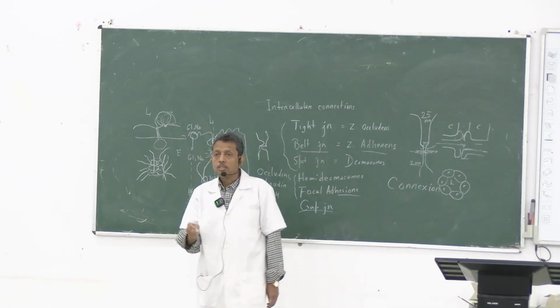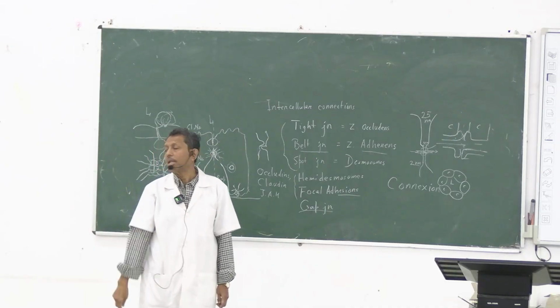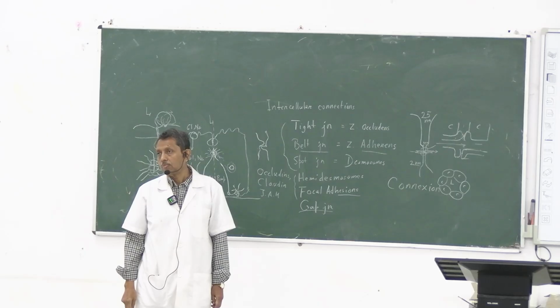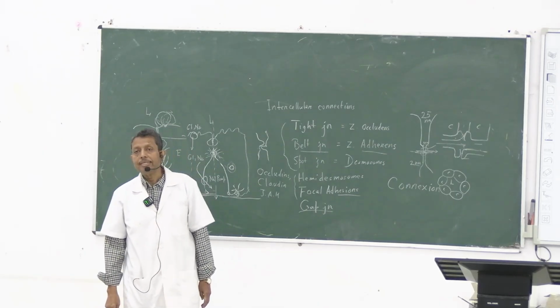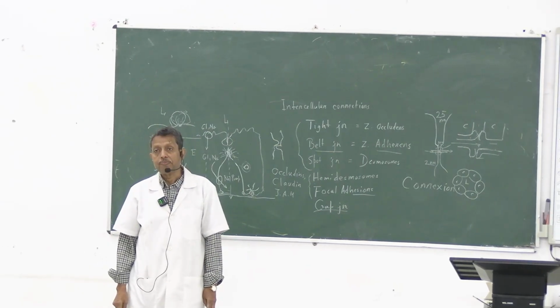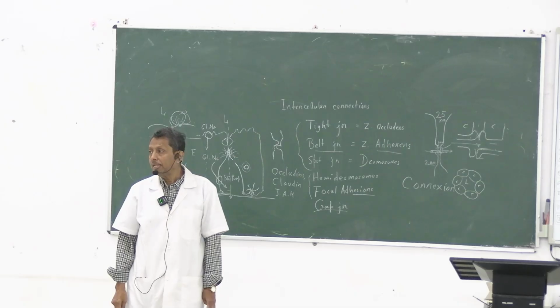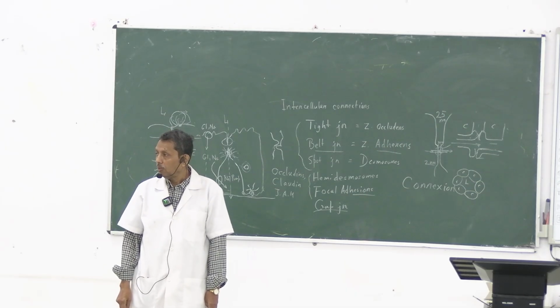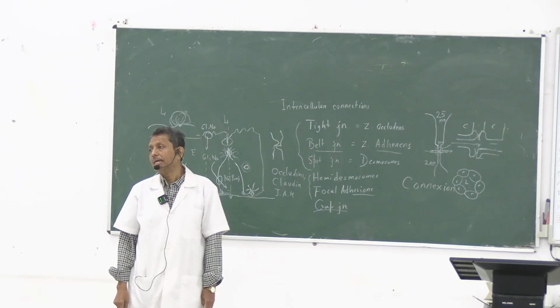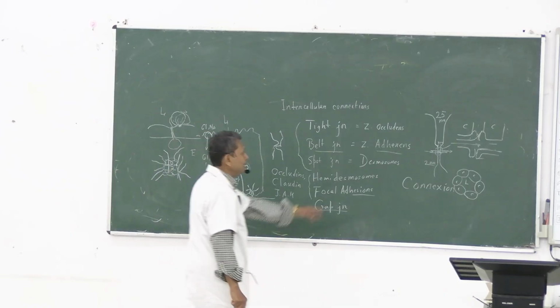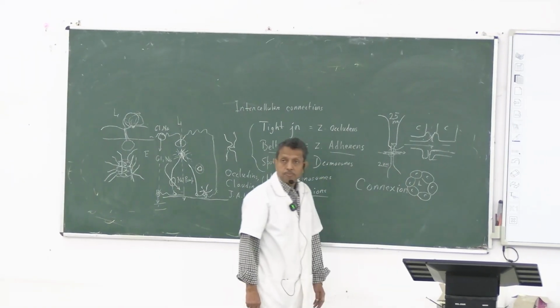Ions, sugars, amino acids, they can allow. And they are present in many tissues. Importantly, in the cardiac tissue, heart muscle, they are present. Visceral type of smooth muscle, they are present. They are also present in other tissues, within the brain and liver. Small molecules can pass through without entering the extracellular fluid.